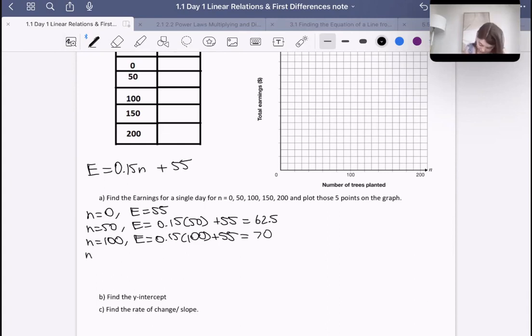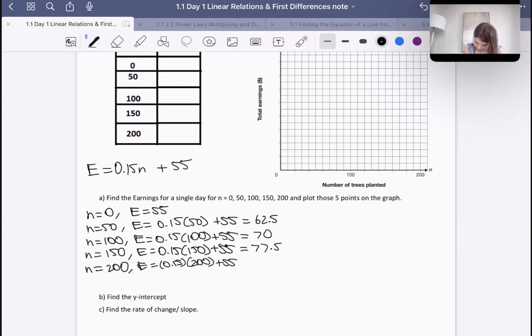Let's say she plants 150 trees. That's going to be 0.15 times 150 plus 55, which is 77.5. Excellent. And then n equal to 200 would mean e is equal to 0.15 times 200 plus 55. So that's like 30 plus 55, which is 85. So there we go. Now let's plot these points on the graph, but first we need to do a scale for total earnings.